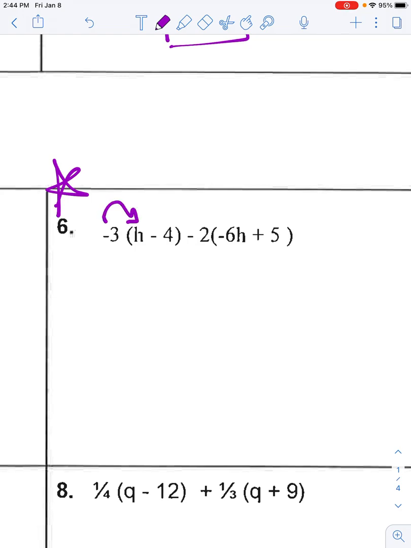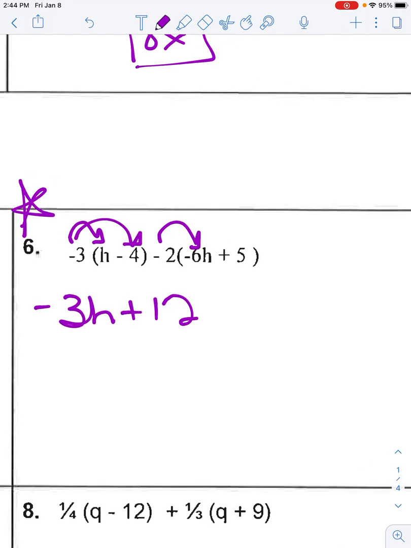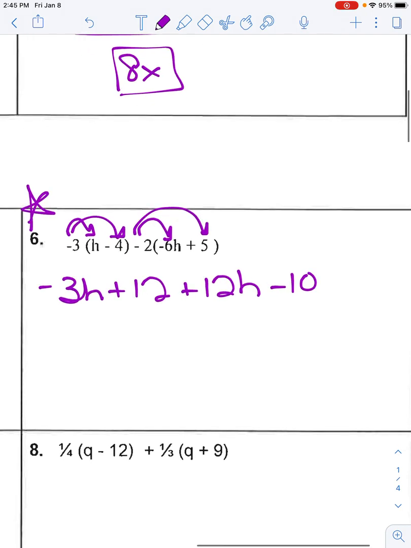Number 6, I do have numbers to distribute. Negative 3 times h is a negative 3h. Negative 3 times a negative 4, negative times a negative is a positive 12. And distribute over here. Negative 2 times a negative 6h would be a positive 12h. Negative 2 times positive 5 is a negative 10. You're going to get a point for distributing correctly, and then another point for combining like terms correctly.